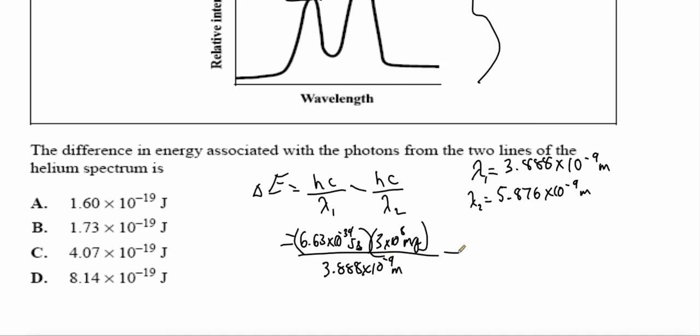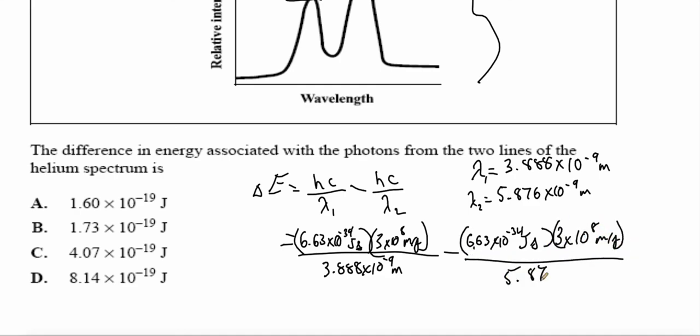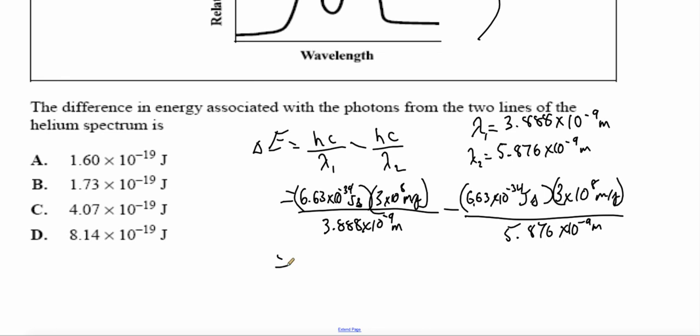And we're going to subtract Planck's constant again, multiply that by the speed of light, and divide all that by my second wavelength. So when I calculate all of these, my units are going to cancel off nicely. Seconds cancel with seconds, meters with meters, so we're going to be left with just joules, and I'm going to end up getting 1.73 times 10 to the negative 19 joules, which is B. So those were some diploma-style questions that involve Bohr's atom.